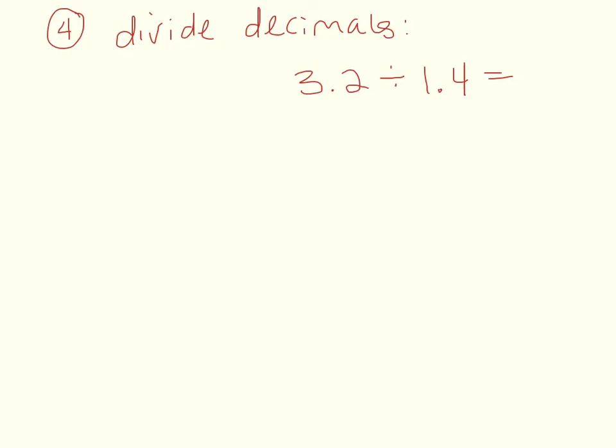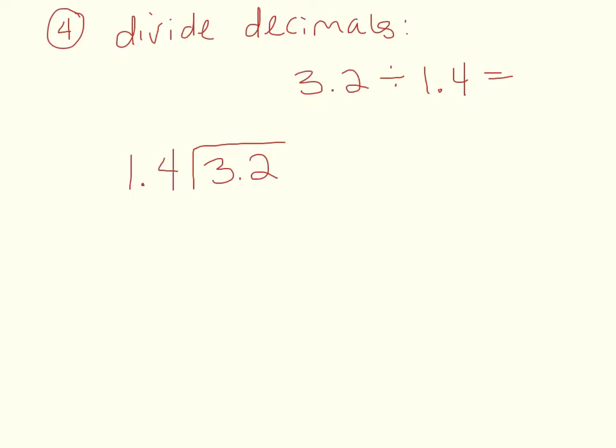Dividing decimals is also something we need to dust off cobwebs with. You've got to move it. If you have a decimal in the divisor, we've got to move it. So this is 3.2 divided by 1.4. I would put 3.2 in the house, 1.4 outside of the house.